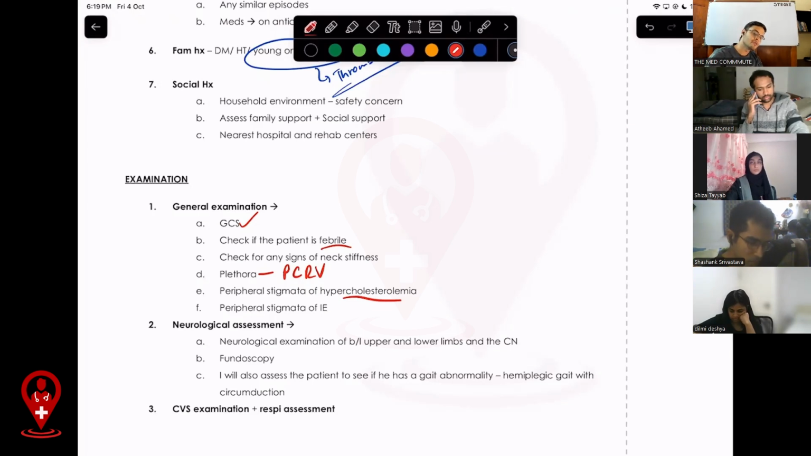Next, guys, neurological assessment. What are we going to do? Here, guys, you have to do a neurological examination bilaterally of the entire body, not only his affected side. Let's say he's coming with left-sided weakness.